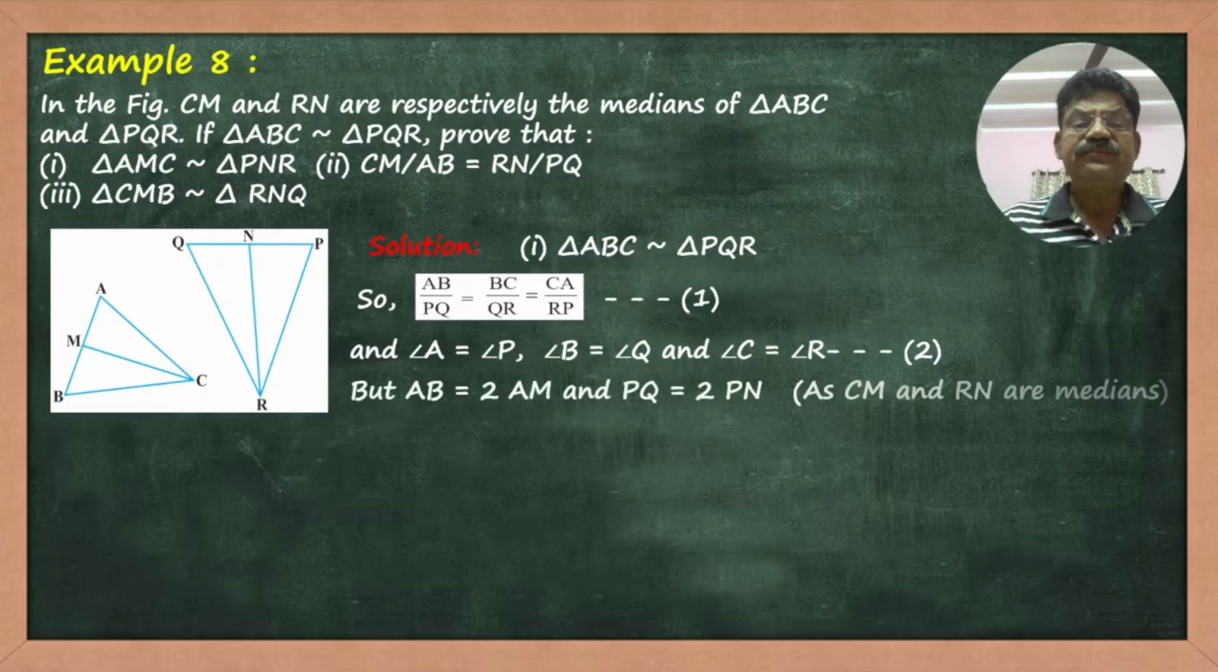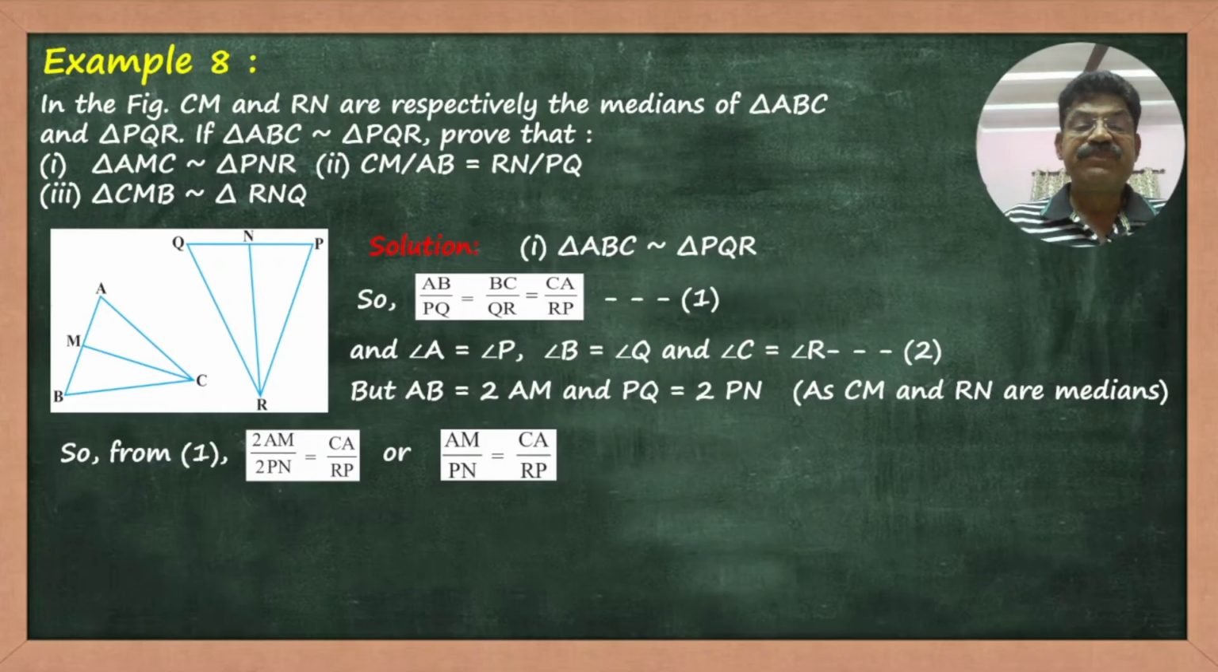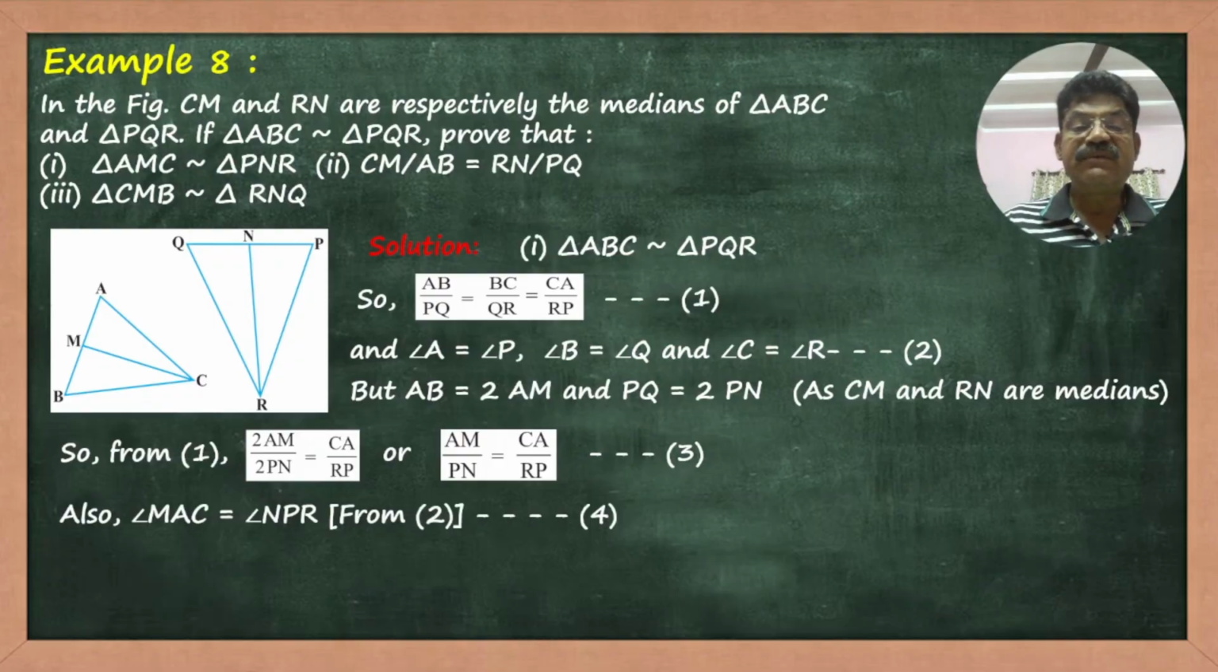But AB is equal to 2 times AM because M is the midpoint of AB. Therefore, AB is twice AM and PQ is twice PN. We are given N is the midpoint of PQ. Therefore, from 1, we get 2 AM divided by 2 PN is equal to CA by RP, or AM divided by PN is equal to CA divided by RP. You call this as equation number 3. Also, angle MAC is equal to angle NPR from equation number 2.